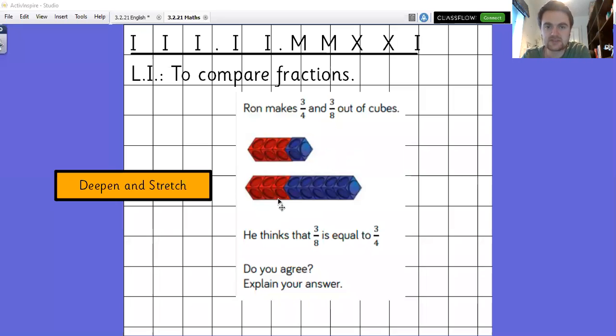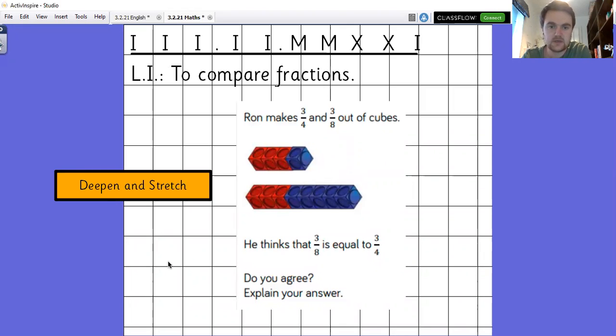Ron makes 3/4 and 3/8 out of cubes. He thinks that 3/8 is equal to 3/4, and you can see why he thinks that. Do you agree? And explain your answer. So have a little think and then have a go at that one first of all. What do you think? Is Ron correct or not?